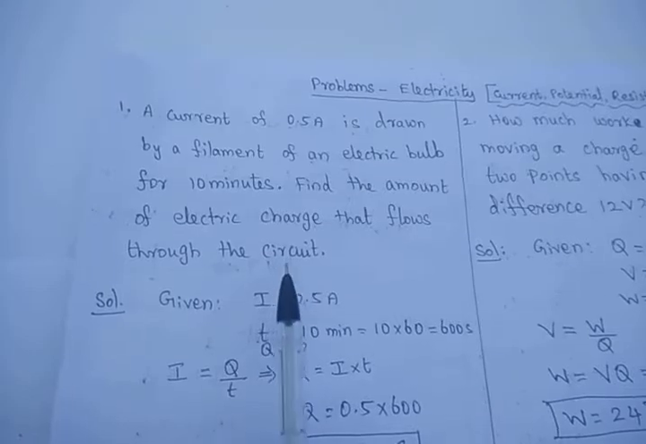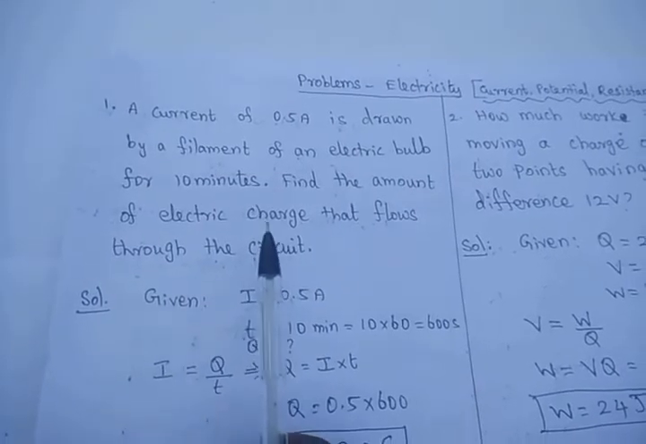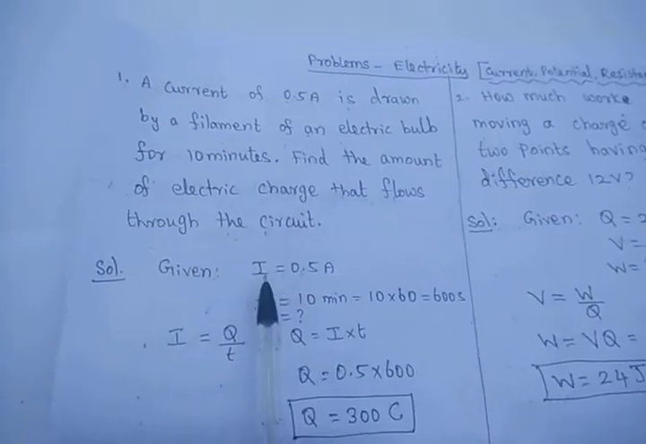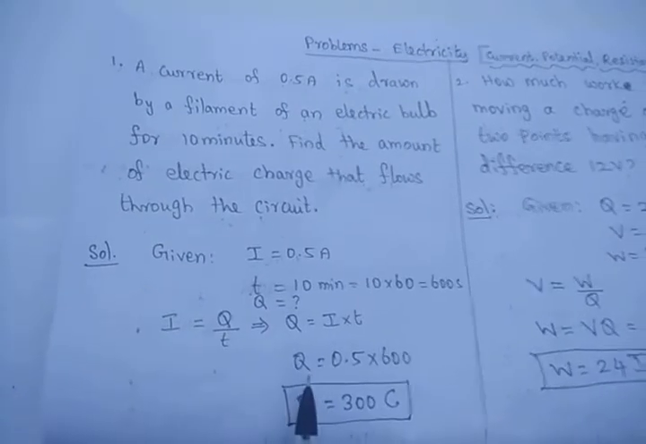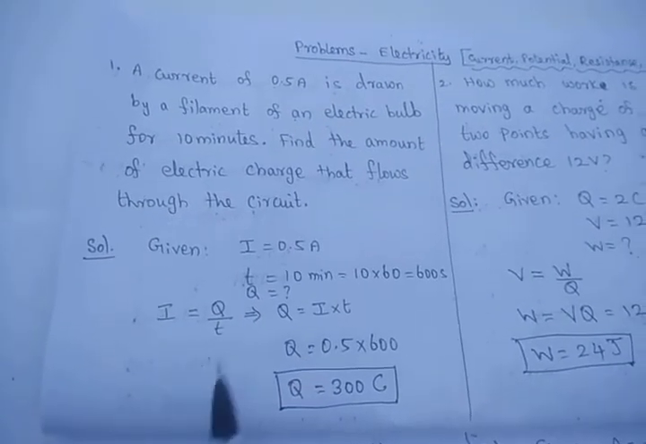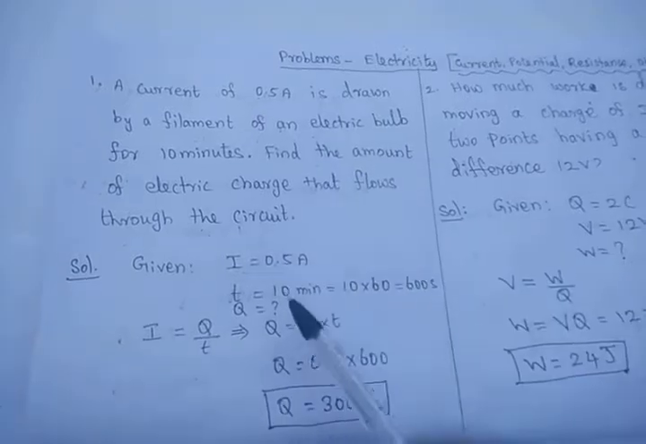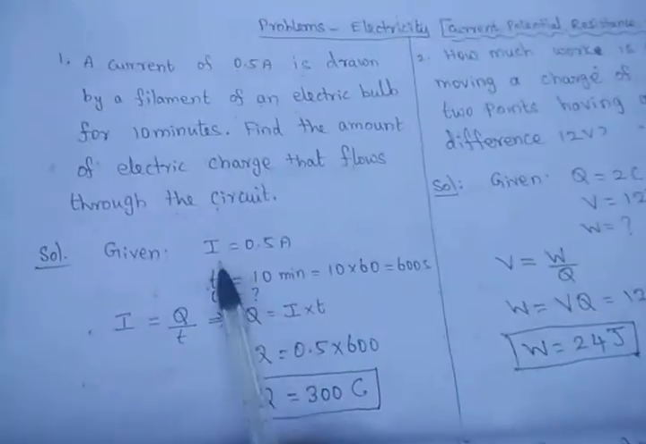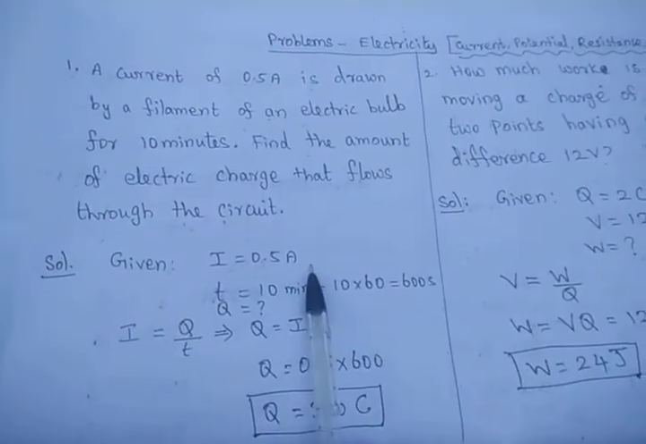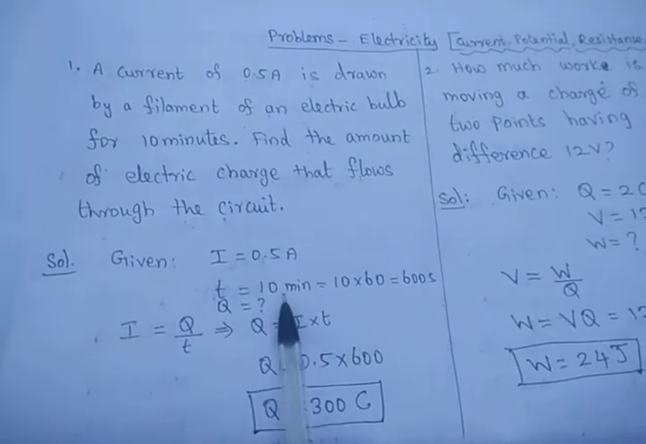Whatever the problem given in problem solving, it is a simple thing. First you have to write the given data, find out the formula, substitute the given values, and we get the answer. So the first step is to write the given data. What is the current? The current I is 0.5 ampere and the time taken is 10 minutes.